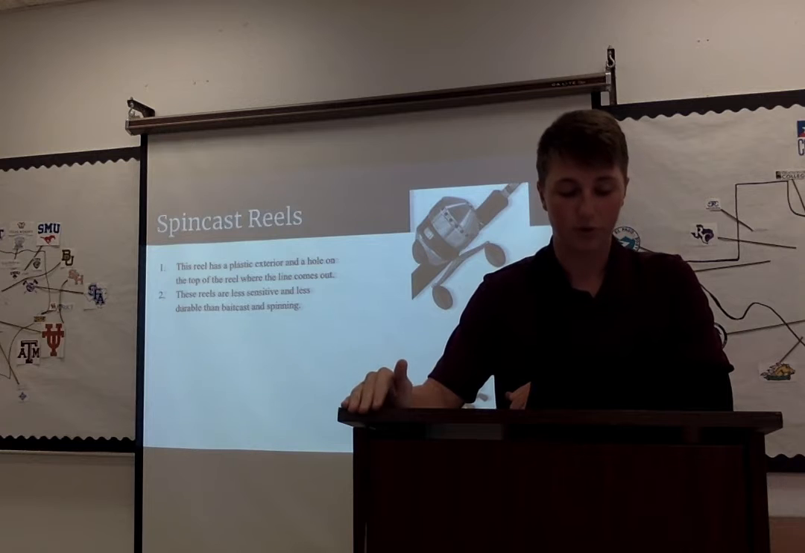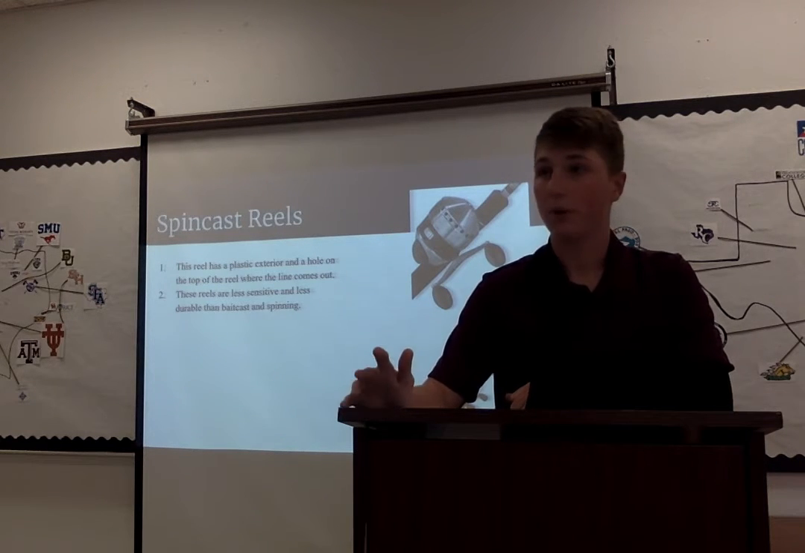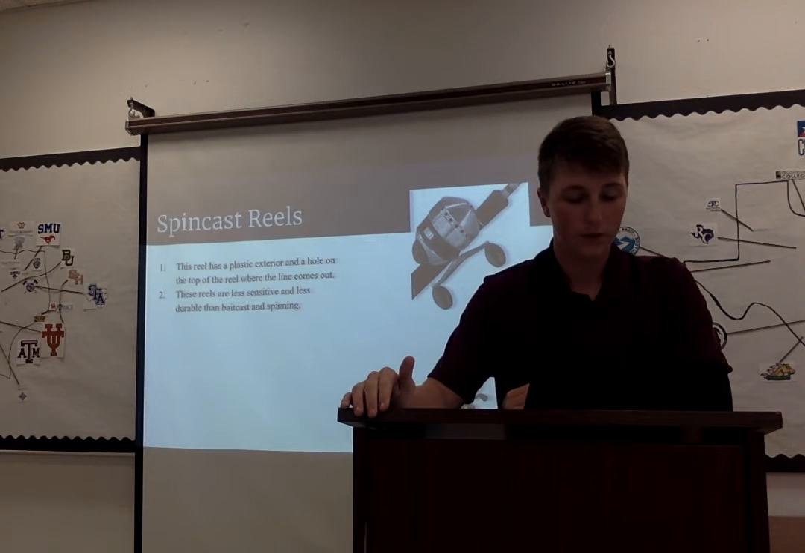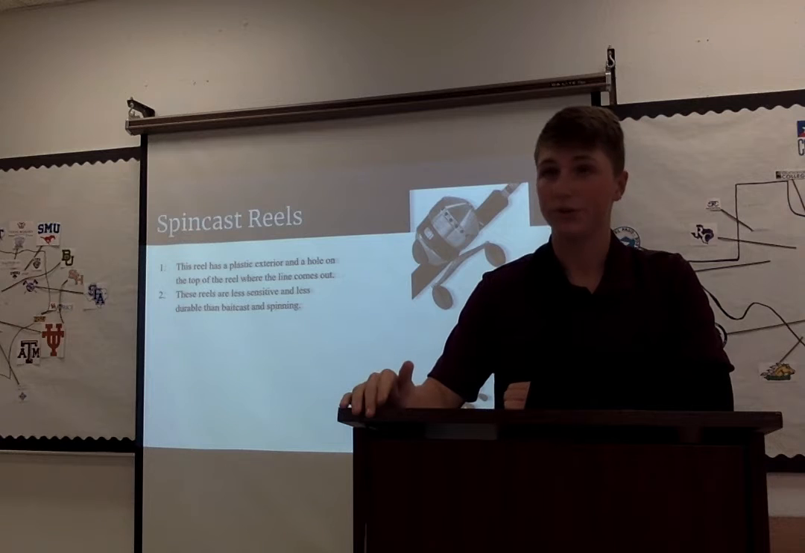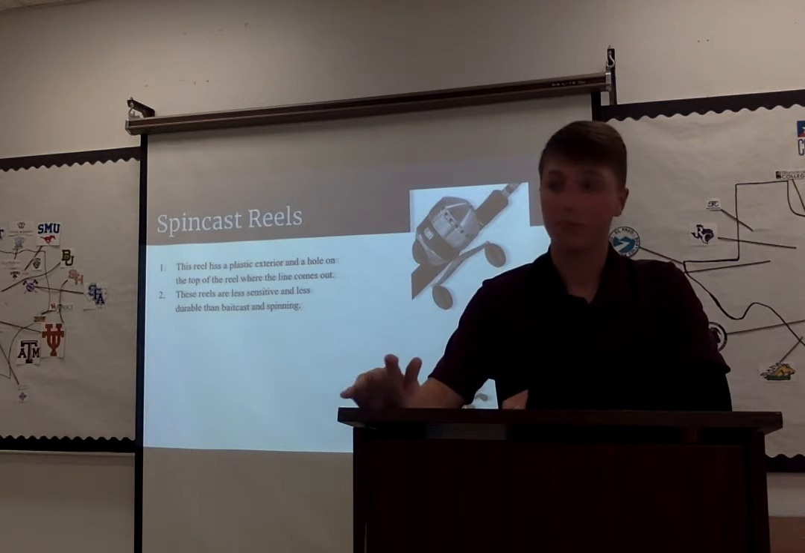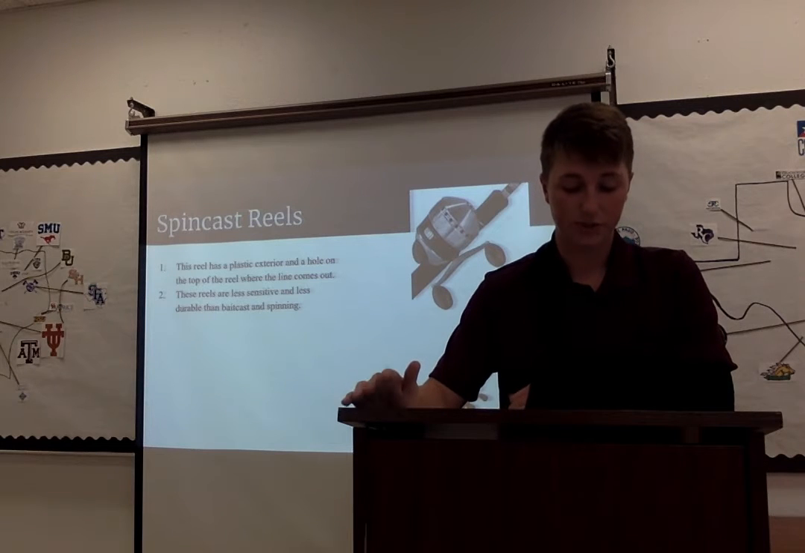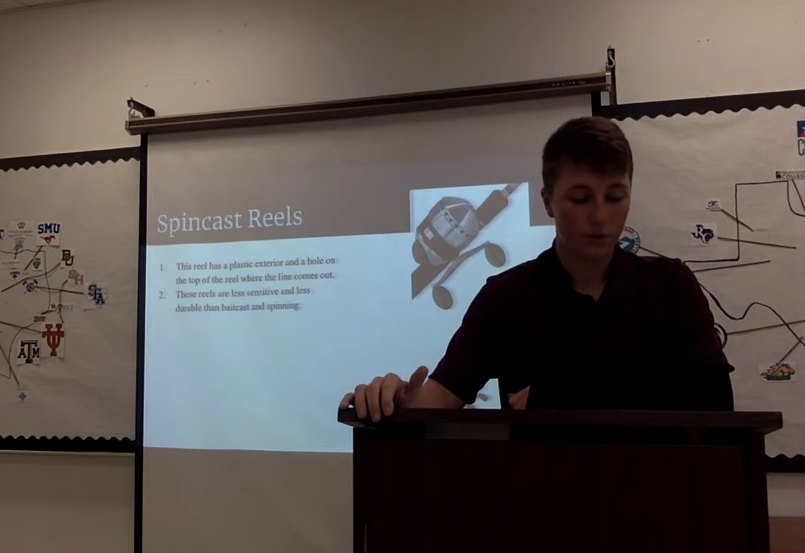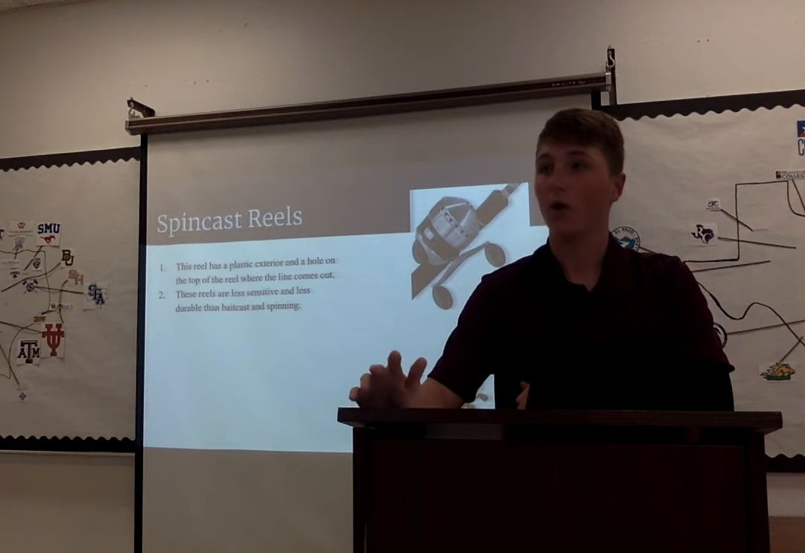There are three types of reels: a baitcaster, a spinning reel, and a spin cast. A spin cast reel has a plastic exterior and an opening at the top where the line comes out. The line is stored on the inside and there is a button which releases the line. The line that you use for these reels is monofilament. These reels are less sensitive and less versatile than spinning and bait cast reels. They do not hold as much line as either of them and aren't as durable.